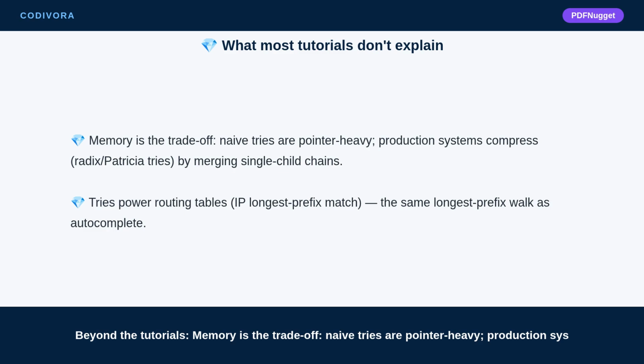And what most tutorials never tell you. Memory is the trade-off. Naive tries are pointer heavy. Production systems compress: radix or Patricia tries by merging single child chains. Tries power routing tables. IP longest prefix match is the same longest prefix walk as autocomplete.